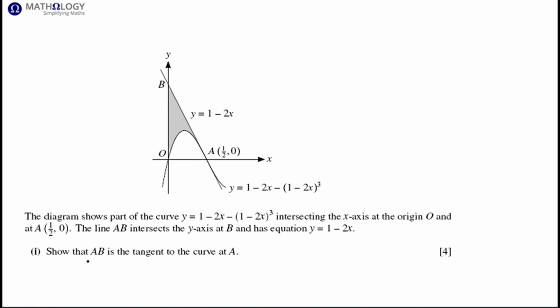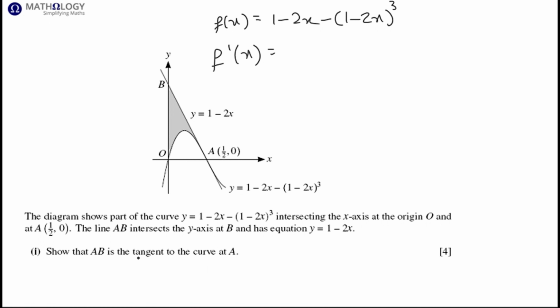Without getting too much into the question, the fact that they are mentioning the word tangent and they've given you a curve, you should automatically be thinking about finding the gradient of a tangent, which you're going to do through calculus, through differentiation. So the first thing we'll do is call the curve f of x. So f of x equals 1 minus 2x minus (1 minus 2x) all cubed. We're now going to find f prime x, because f prime x is going to give us the gradient of a tangent to f of x.